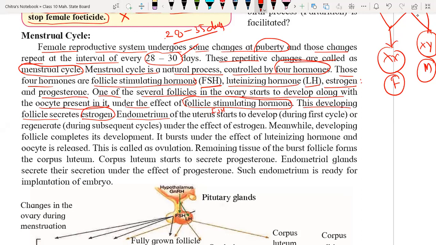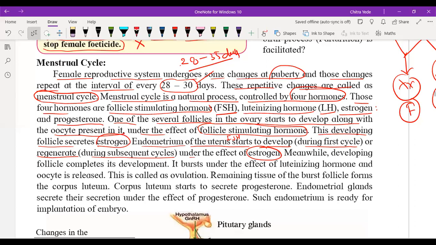The endometrium is formed in the uterus, which starts developing there during the first cycle or regenerates during subsequent cycles. In the first cycle it starts developing, and after every cycle it regenerates again and again, which takes place under the effect of the estrogen hormone. So just remember, what is the main function of estrogen? To develop the endometrium. Okay, everyone, to develop the endometrium.